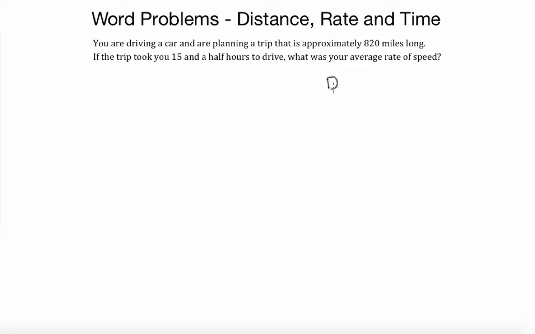the distance you travel somewhere is equal to the rate of speed you're going. Obviously, the faster you go, the farther you go. But it's also multiplied by how long you're going at that speed, the time. So again, that's distance equals rate times time.